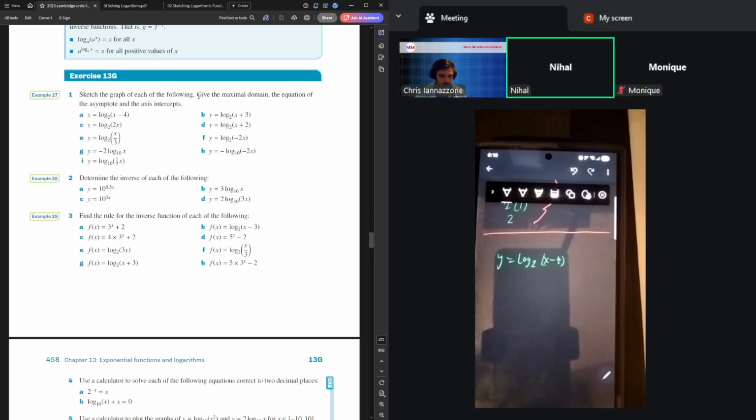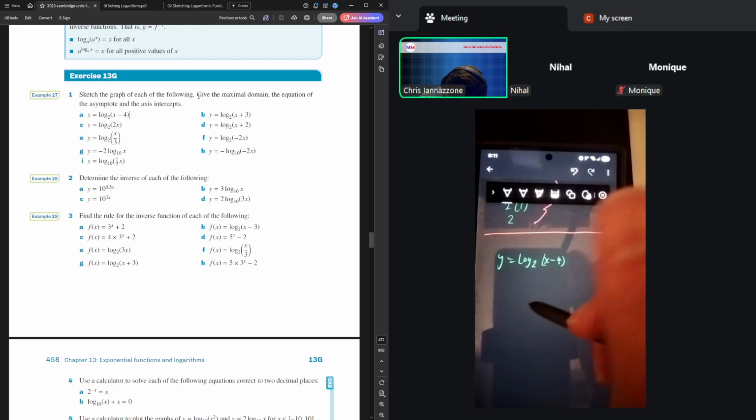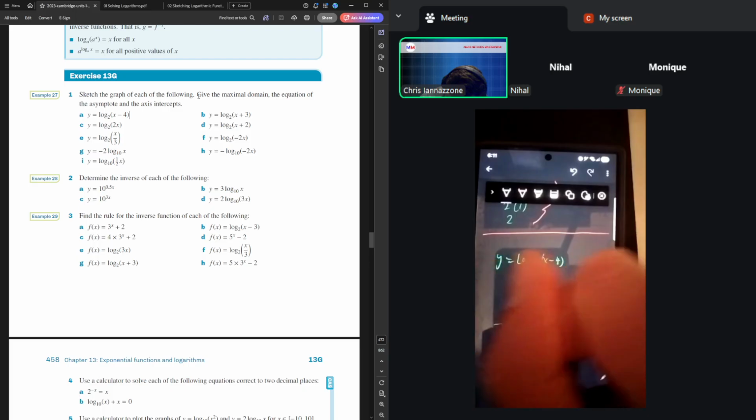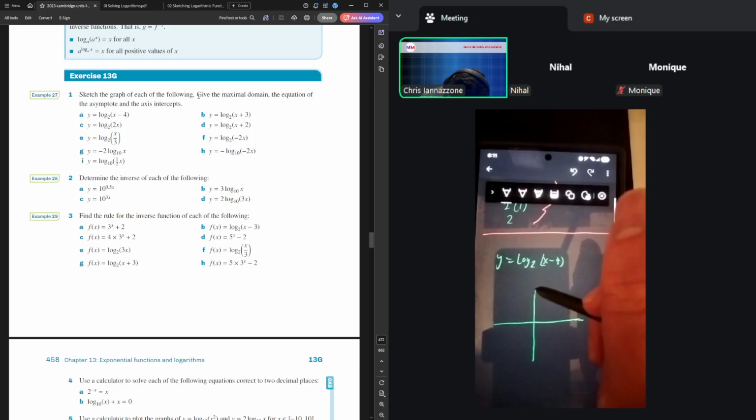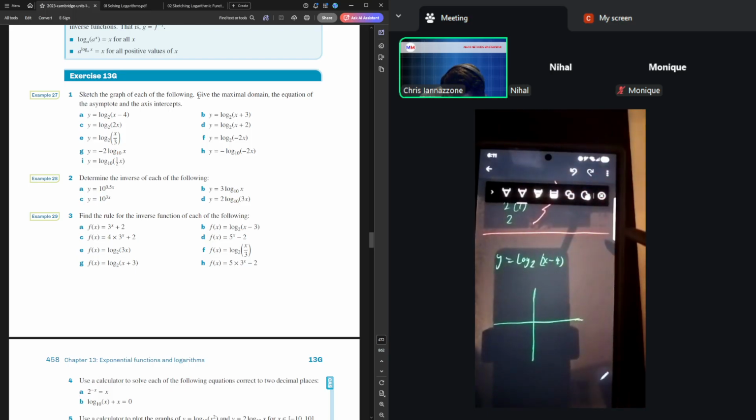There's a horizontal translation of 4 to the right. Yep, 4 to the right. What does that tell us about the graph? It is translated 4 to the right. What key feature does that tell us about?